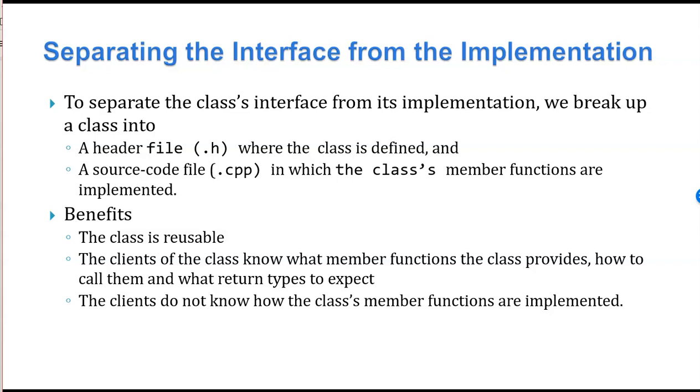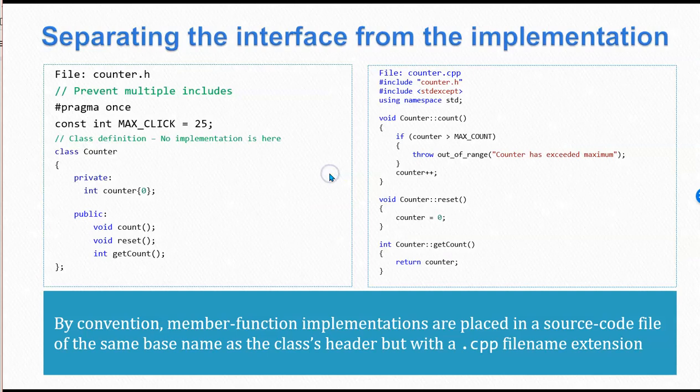So we have a header file, .h, where the class is defined, and a source code file, .cpp, in which the class member functions are implemented. The benefit is that it makes the class reusable, and the clients of the class know what member functions the class provides and how to call them. The clients do not know how the functions are implemented, however.